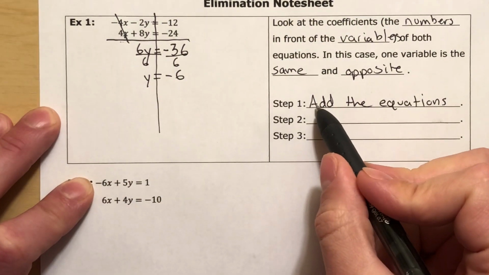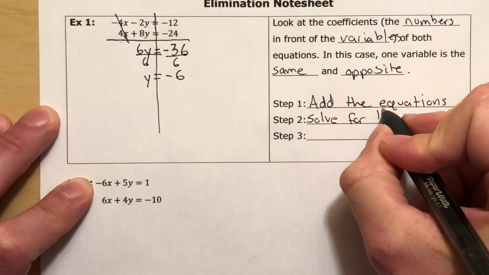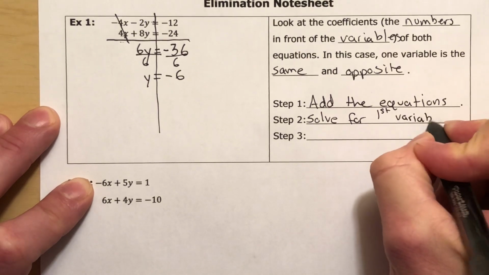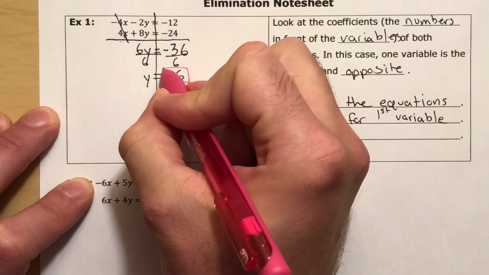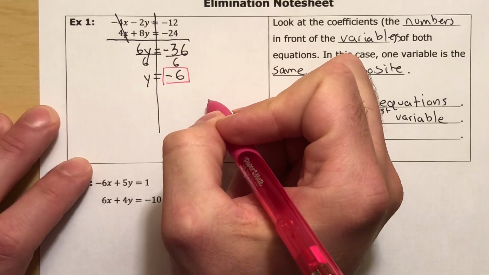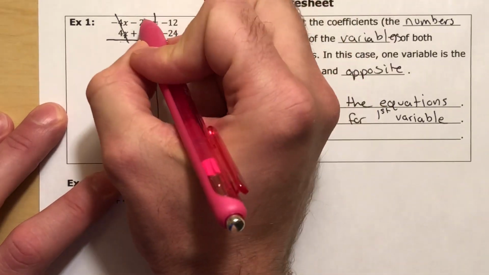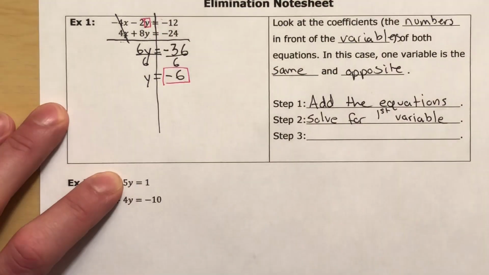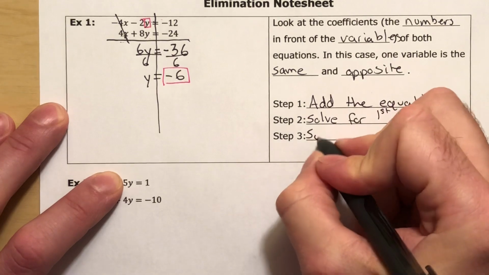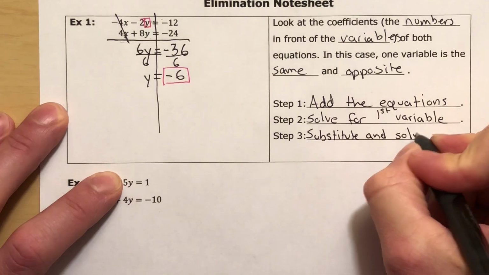So after we add the equations together, then we solve for the first variable. And then just like when we use the substitution method, we substitute that value into one of the equations and solve for the other variable. The top equation has smaller numbers, so I'm just going to use that one. You can substitute into either equation. All right, so step 3, substitute and solve.